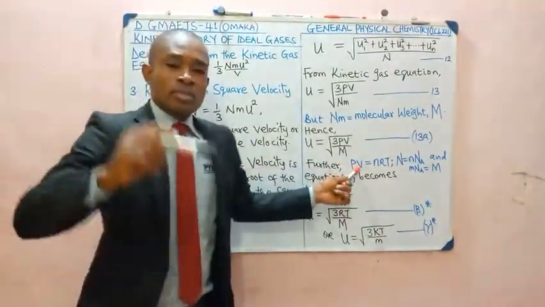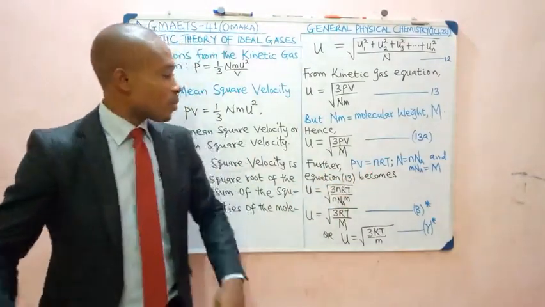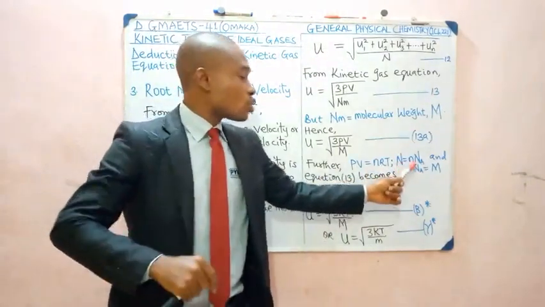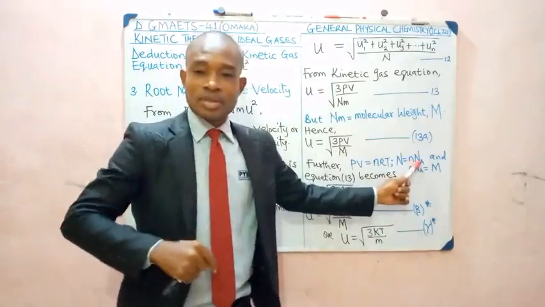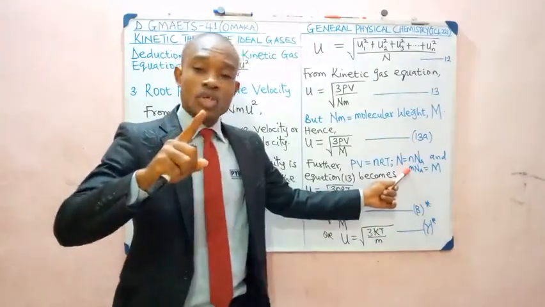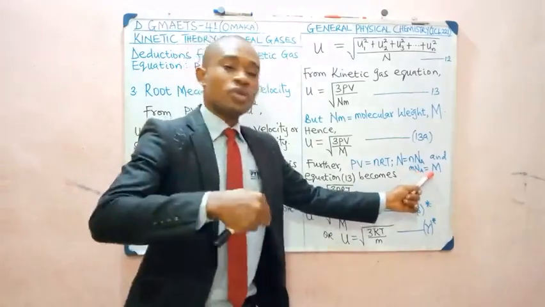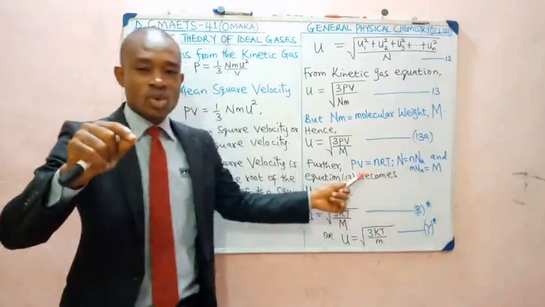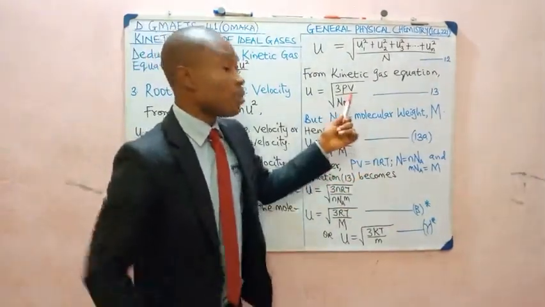Alright. PV is equal to nRT. We know that already. Then, the total number of molecules is also equal to the number of moles times Avogadro's number. Take note of that. And again, mass of one molecule times the Avogadro's number will still give you the molecular weight of the gas. So this relationship is very, very important that you get to know them. If this is the case, we can actually work on equation 13 some more.